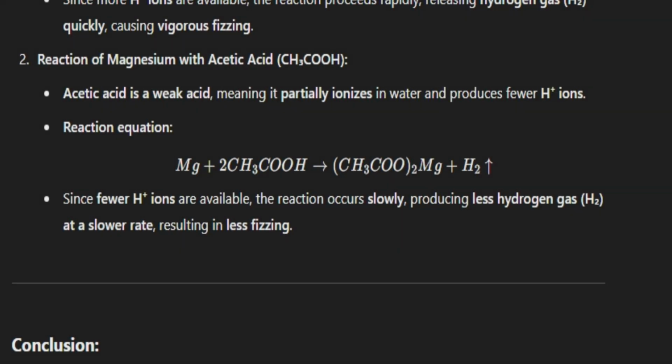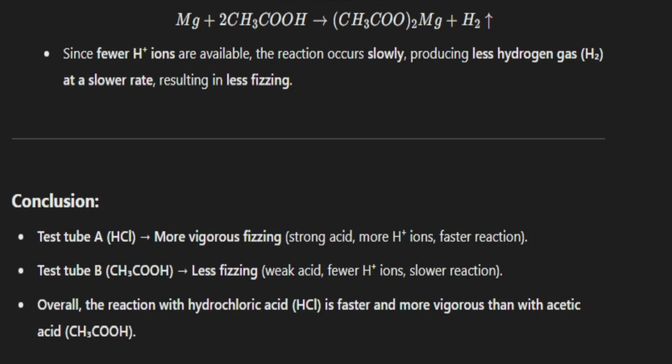Conclusion. Test tube A, HCl: more vigorous fizzing, strong acid, more H+ ions, faster reaction. Test tube B, CH3COOH: less fizzing, weak acid, fewer H+ ions, slower reaction. Overall, the reaction with hydrochloric acid, HCl, is faster and more vigorous than with acetic acid, CH3COOH.